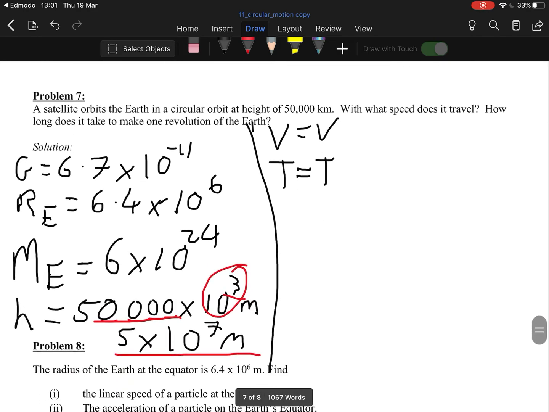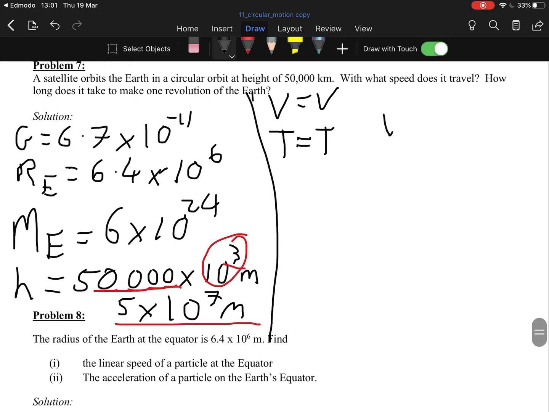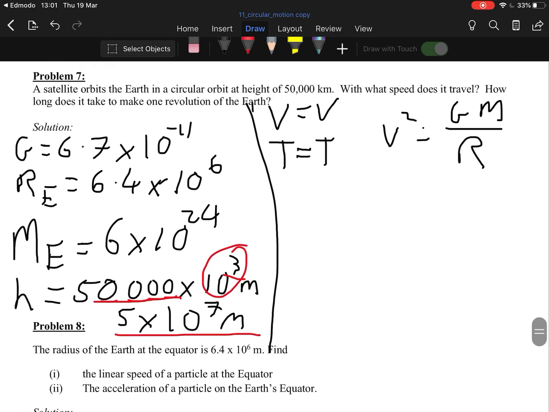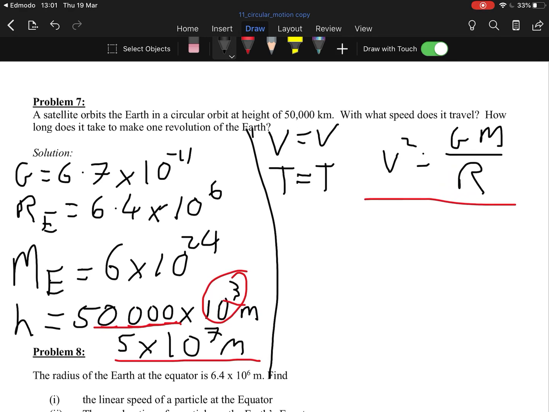V squared equals GM over R. Let me check there. Is it R or R squared? R. Okay, so that's the first equation you will use, and that'll get you a V value. So please do the maths there. And the V value you should have gotten, or at least the V value that I got, was V equals 2,669.8 meters per second to the minus 1.